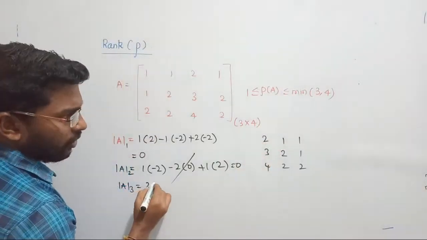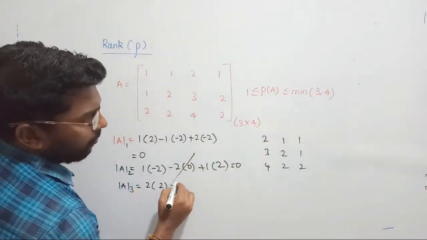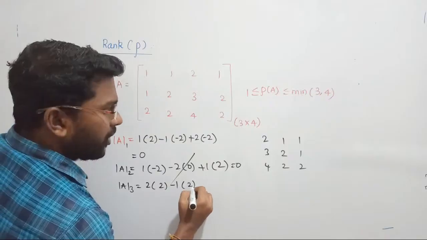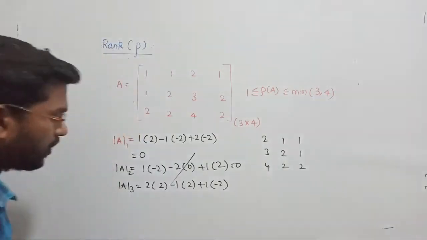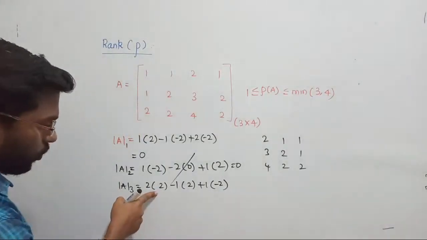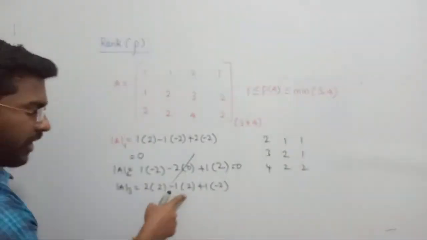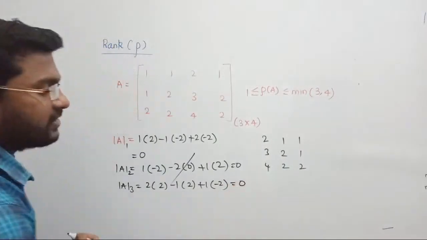Let's consider 2 into 4 minus 2 will be 2, minus 1 into 6 minus 4 will be 2, plus 1 into 6 minus 8 will be minus 2. Is it correct? Yes. So here I am getting 4, minus 2, minus 4, such that the answer is going to be 0.